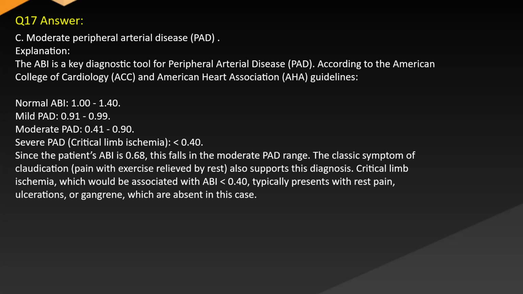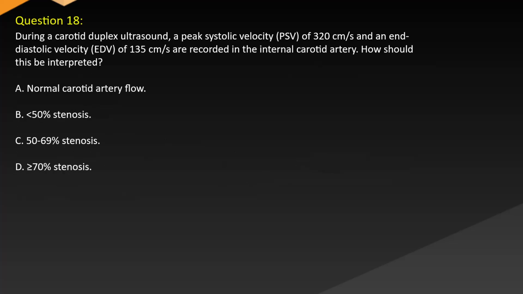The classic symptom of claudication, pain with exercise relieved by rest, also supports this diagnosis. Critical limb ischemia, which would be associated with ABI 0.40 or less, typically presents with rest pain, ulcerations, or gangrene, which are absent in this case.